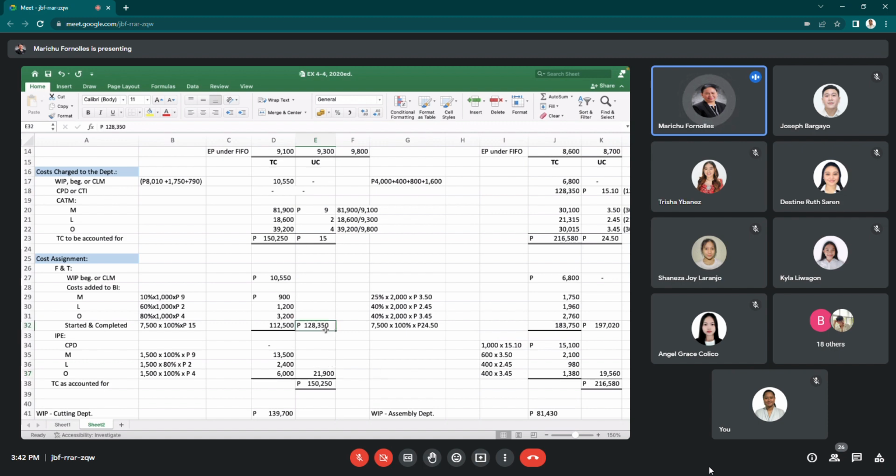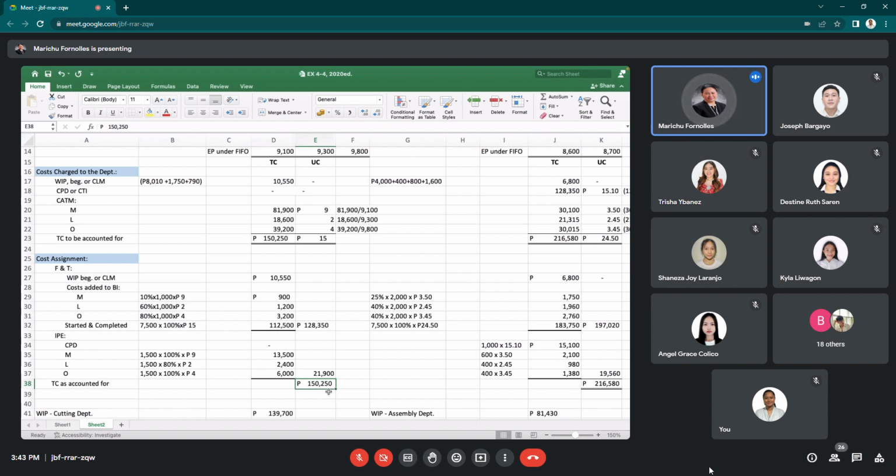So F and T ni cutting plus the work in process end ni cutting gives you the total cost as accounted for 150,250. So you will notice ang total cost charged to cutting department this month is equal to the total cost assigned to the two targets ni cutting department. They should always be the same. They should always be equal. Otherwise, if they are not, then that is already an indication that there is something wrong with your computation.